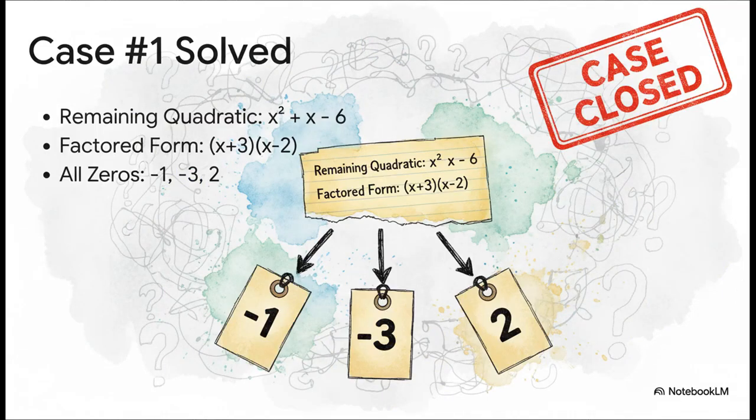And just like that, we've broken down that complicated cubic into a simple quadratic, x squared plus x minus 6. That's a piece of cake to factor into x plus 3 and x minus 2. And boom, there are our last 2 zeros. We've found all 3, case closed.